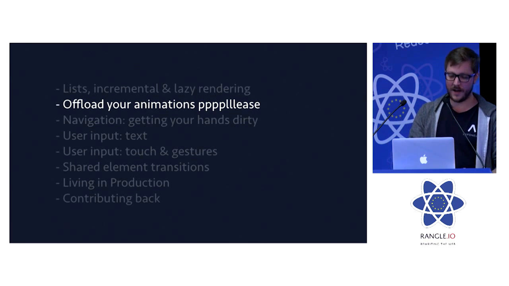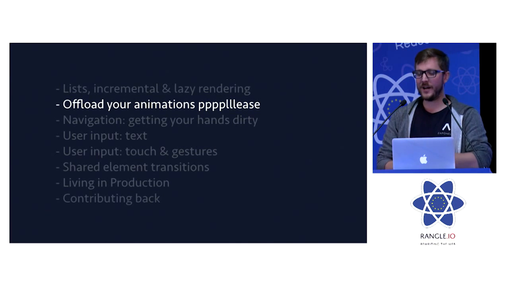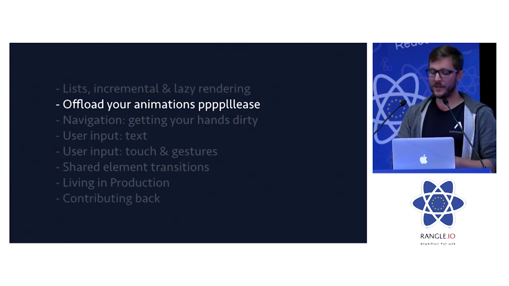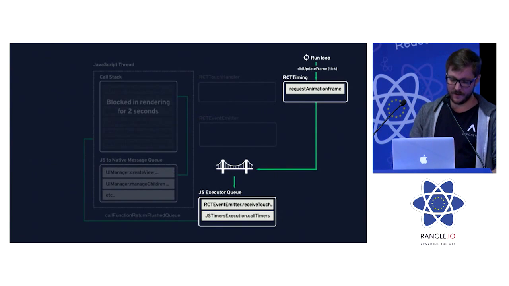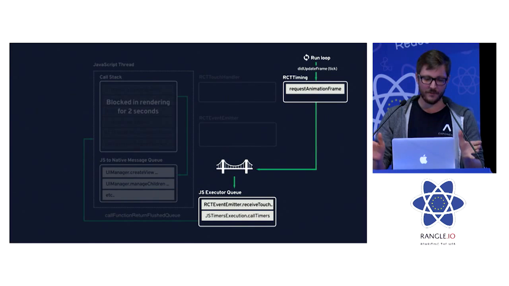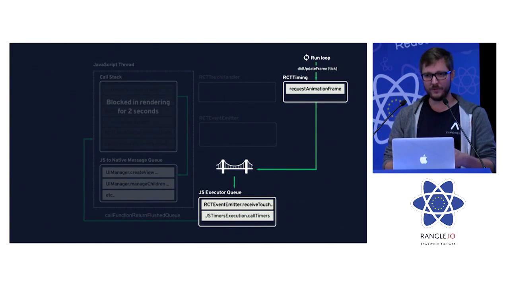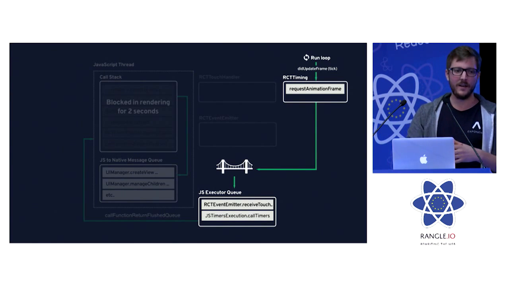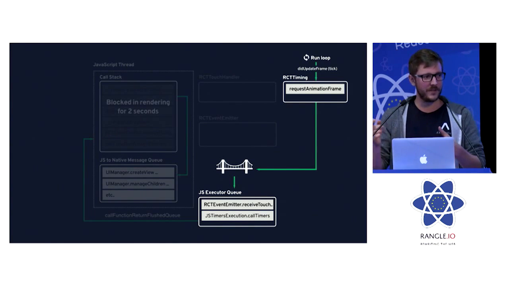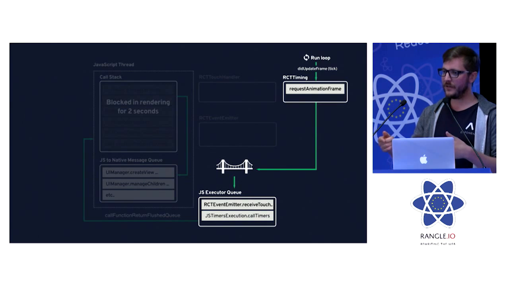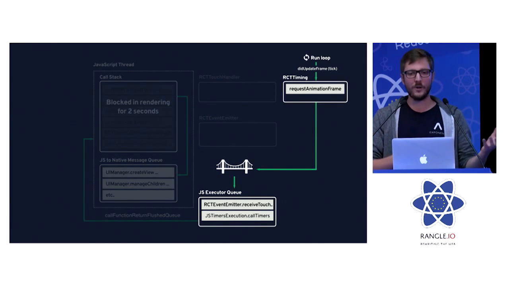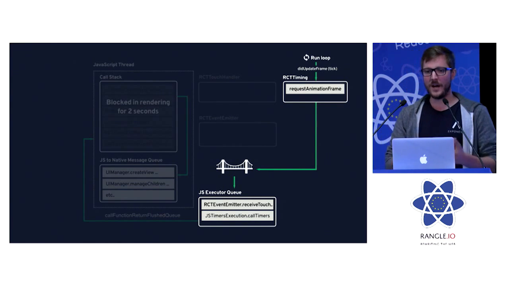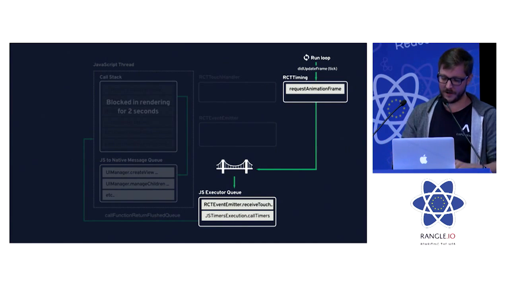Okay, the next point here is to offload your animations. So hopefully you all attended Christoph's talk yesterday, so you have some background on what I'm talking about, but just to briefly recap, as we saw in the previous section, it's pretty easy to get into a situation where you're blocking the JavaScript thread for a few frames. And because of the way the Animated library works, every frame it has to call back into JavaScript to update the animation value. If you block for even a few frames, then your animation is going to jitter, and it's not going to look very good.